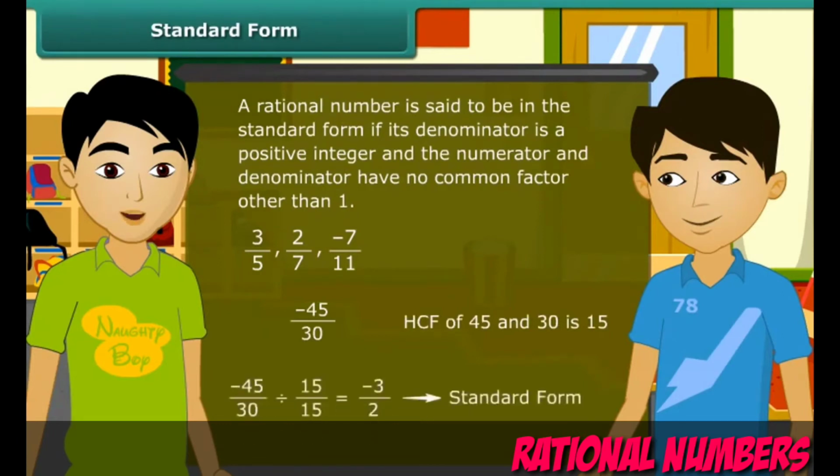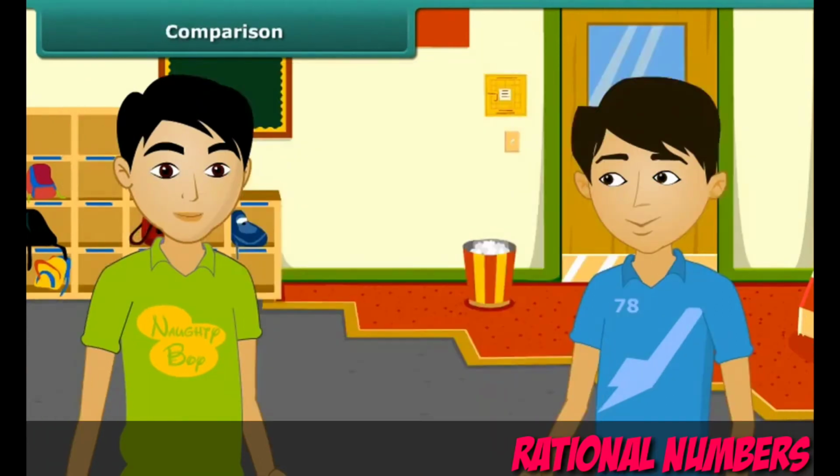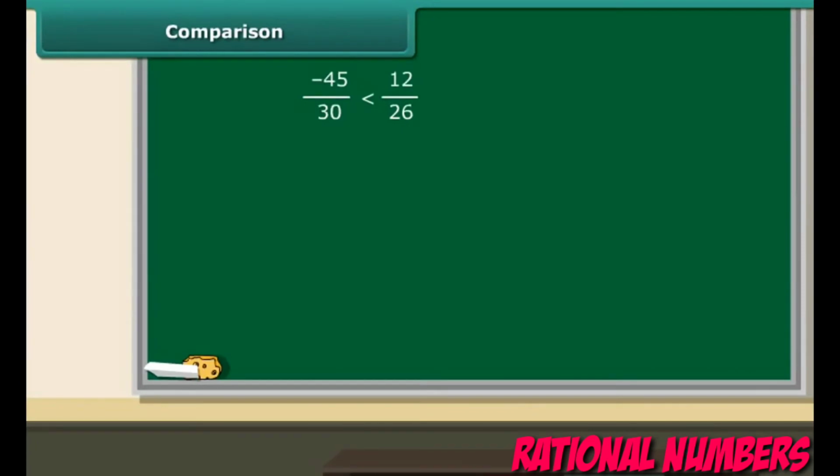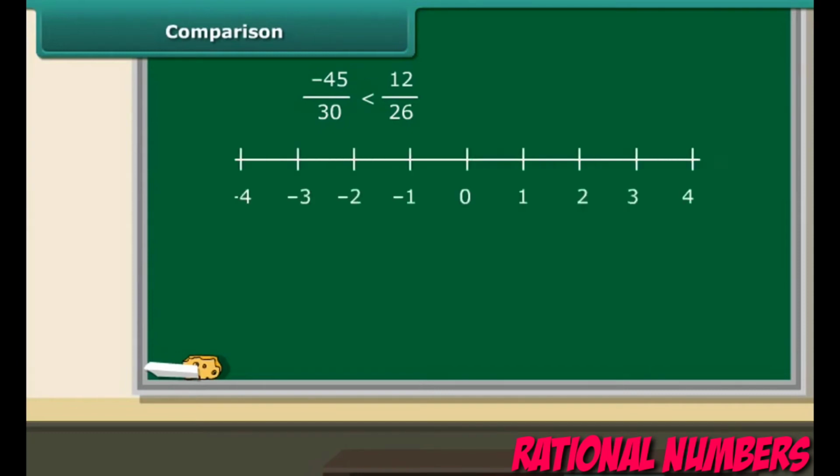Yes, so we will divide the numerator and denominator by 15, and we will get the rational number minus 3 by 2, which is in a standard form. If we are given two rational numbers, can you compare them? No. I will tell you how to compare rational numbers. We know that a negative number is always smaller than a positive number. We can also compare rational numbers using a number line. The more the number is to the right, the greater it is.